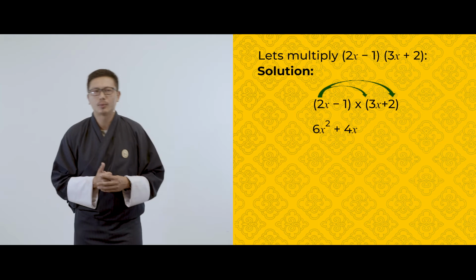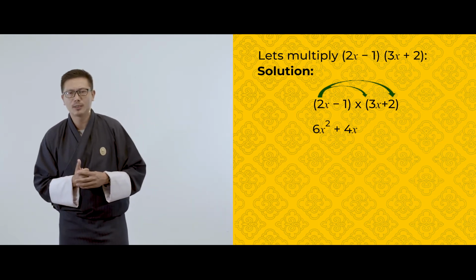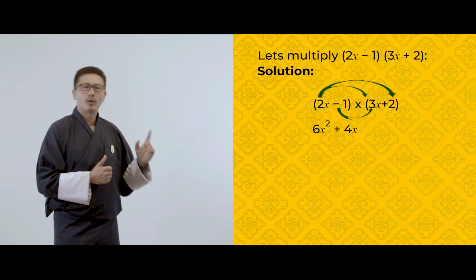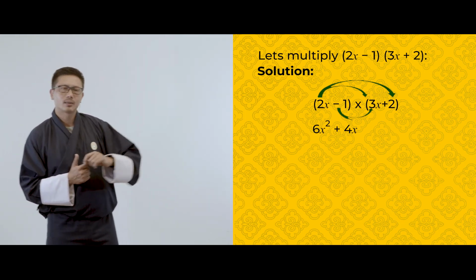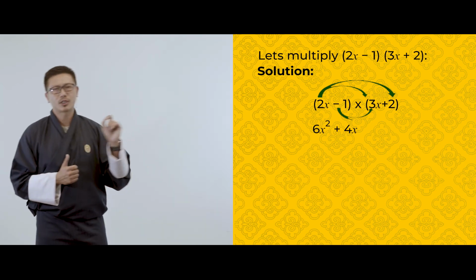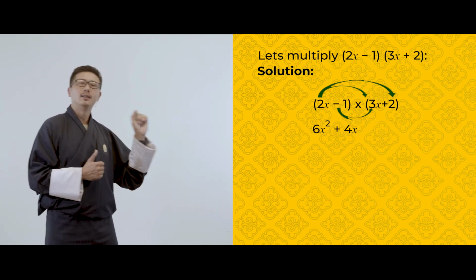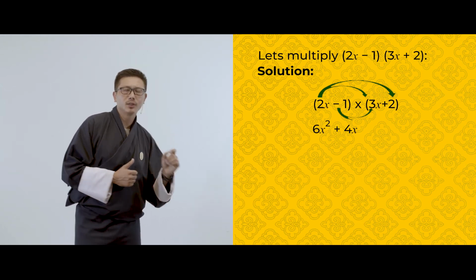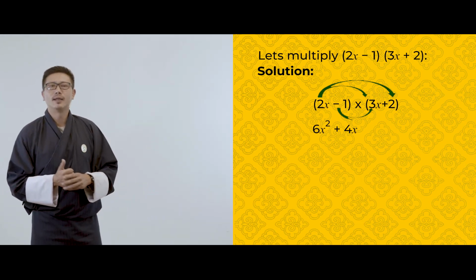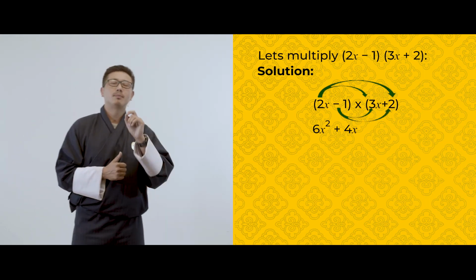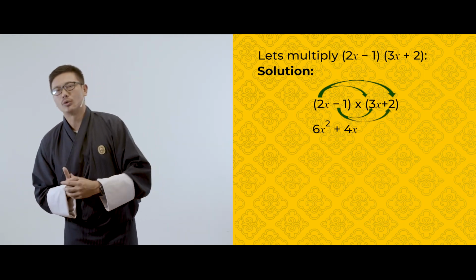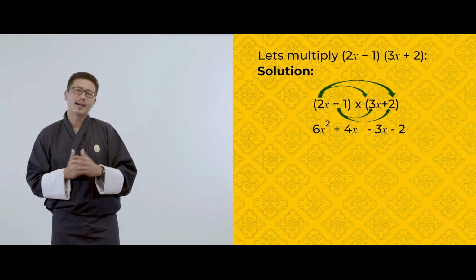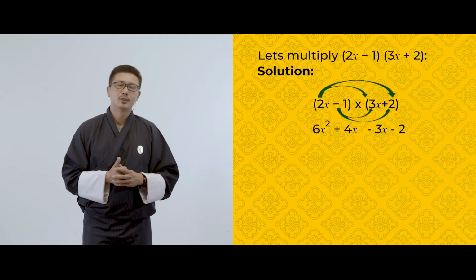Now it's time to operate with the second term in the first polynomial. Negative 1 goes to 3x. We have 1 times 3x, 3x, but since 1 is negative and 3x positive, we come out with negative 3x. And again, taking the second term and going to the second term of the second polynomial, we have minus 1 times plus 2. We get negative 2. So we have 6x squared plus 4x minus 3x minus 2.